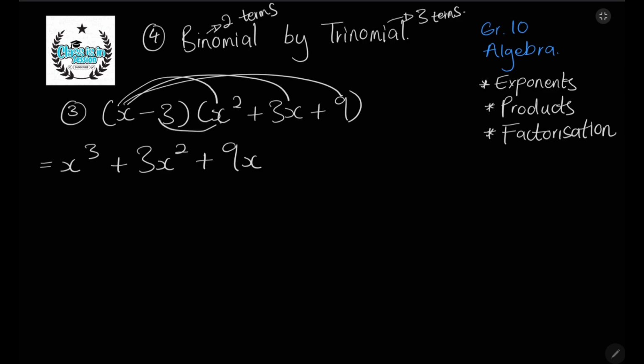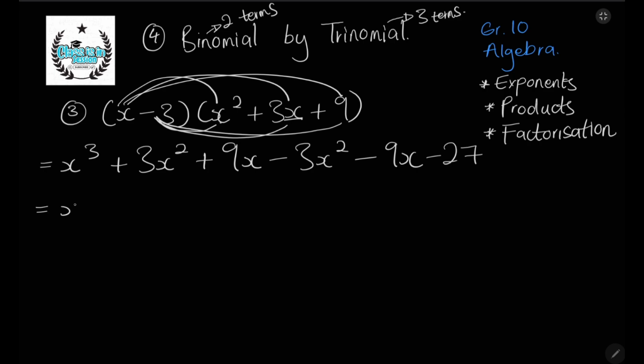We have negative 3 times x squared. You know that's negative 3x squared. Negative 3 times positive 3x. This should give us a negative 9x, because negative 3 times positive 3 is negative 9x. Now we account for a variable, we have x. Negative 3 times positive 9 should give you a negative 27.